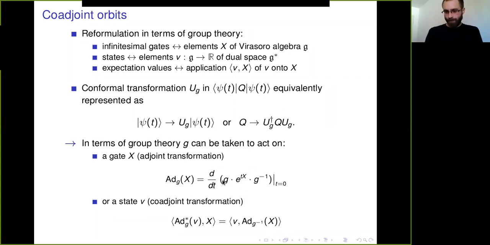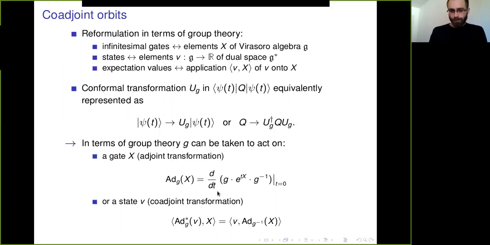So G multiplied by e to the tX times G to the minus one, and taking the derivative with respect to t at t equals zero. The reason we need to put in an exponential here is that previously we were using representations of these group elements and algebra elements as operators acting on a Hilbert space. But if you're just talking about group elements, it is not well defined to multiply a group element and an algebra element together. So we need to exponentiate this to get a well-defined expression.